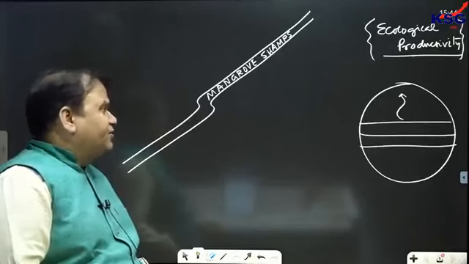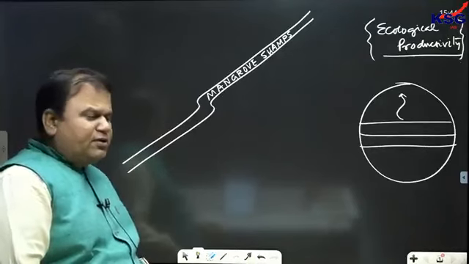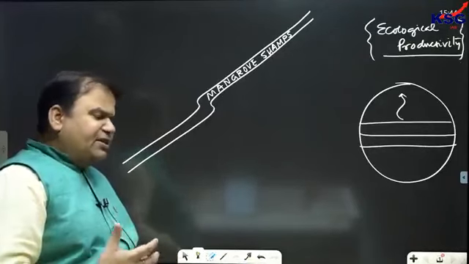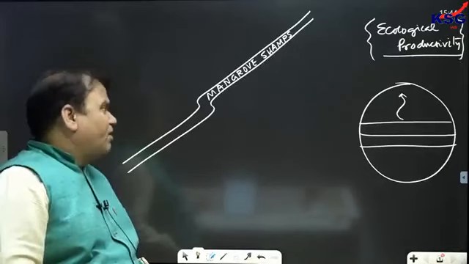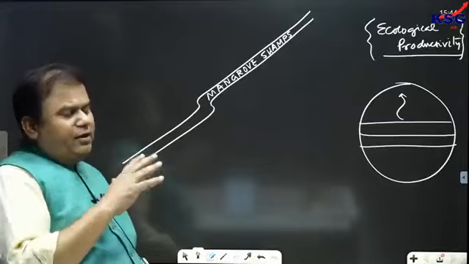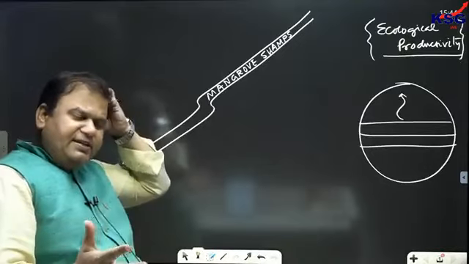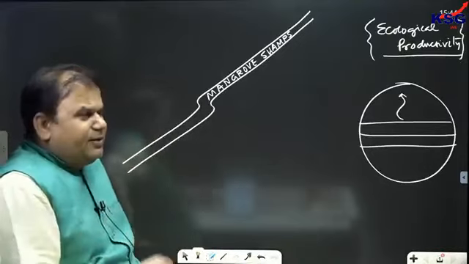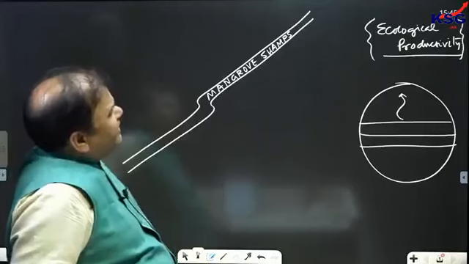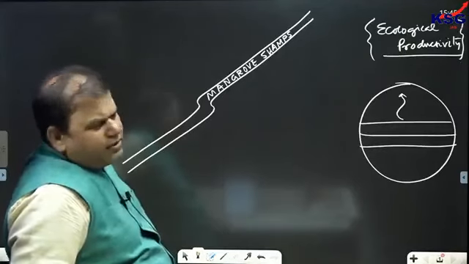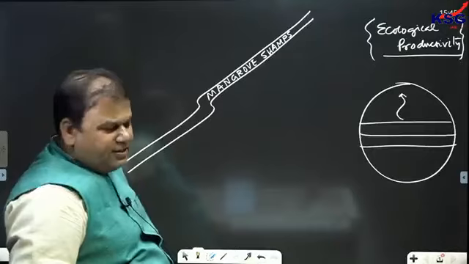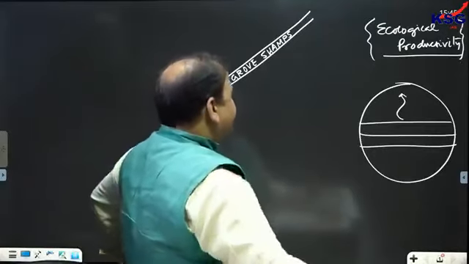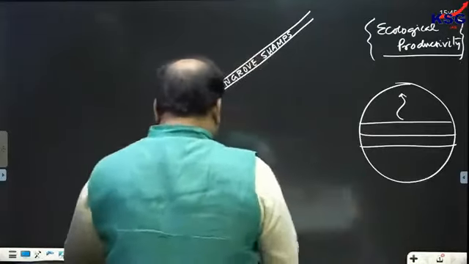Productivity of oceans is not very high, because first of all, the sunlight is obstructed, and the second thing is the lack of nutrients present in saline water. That makes the productivity of oceans less.